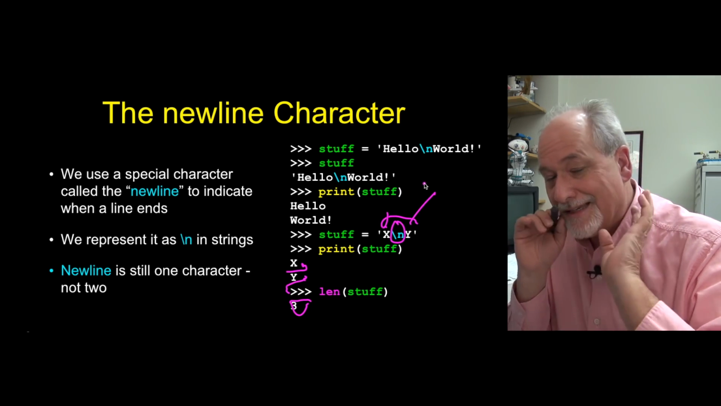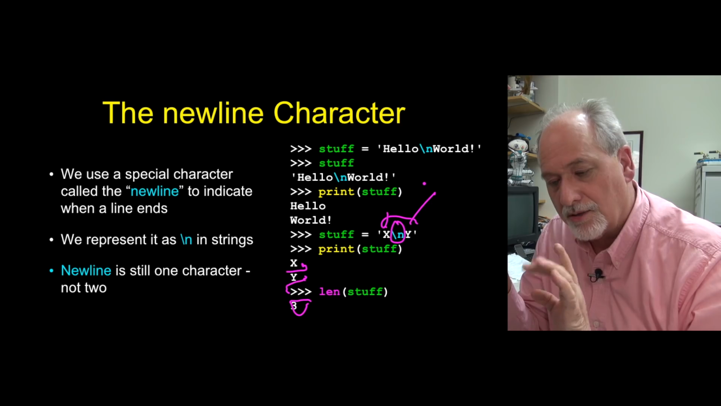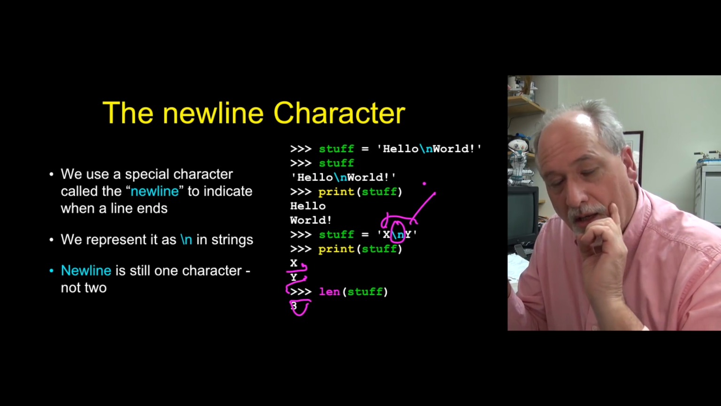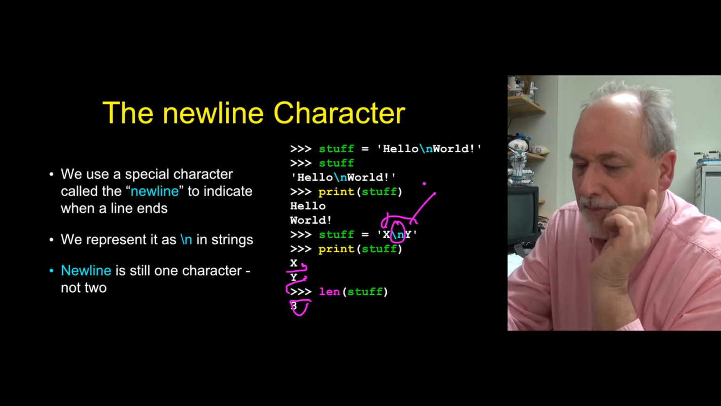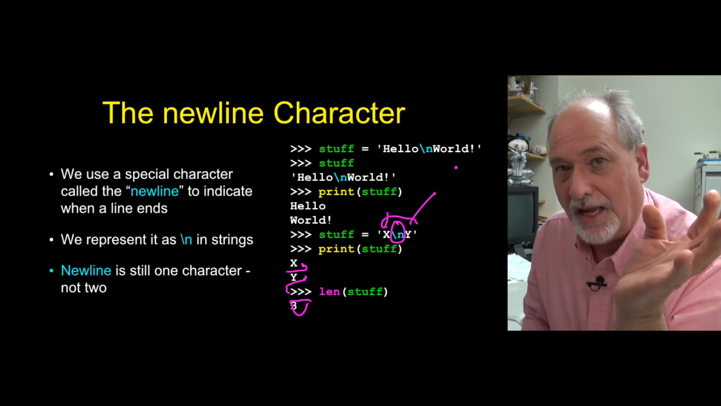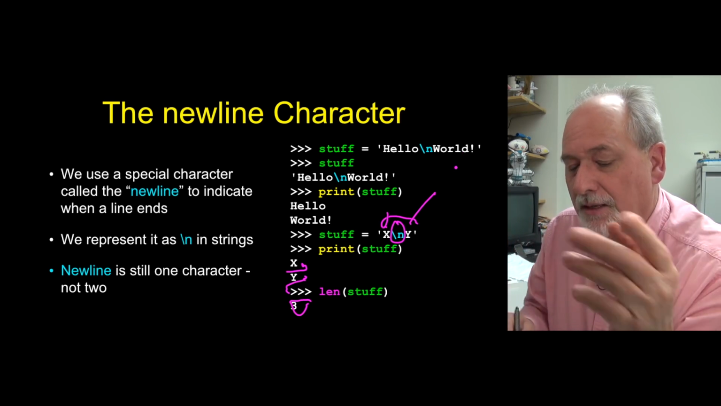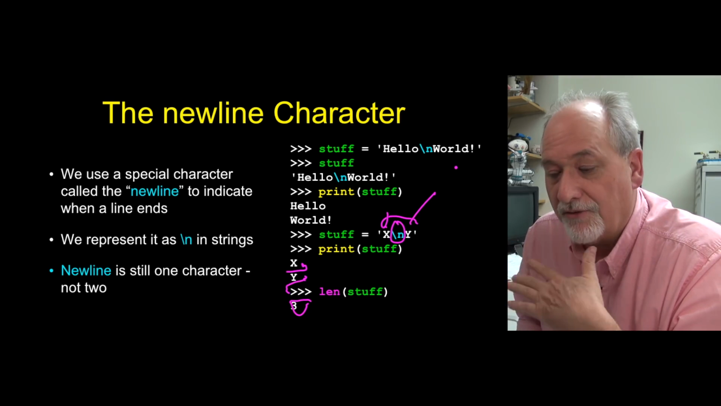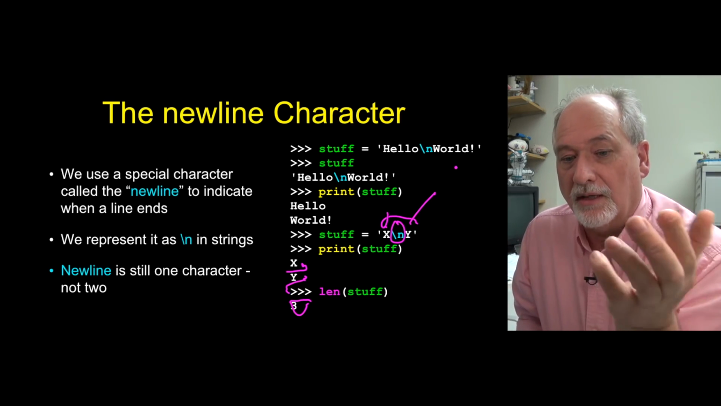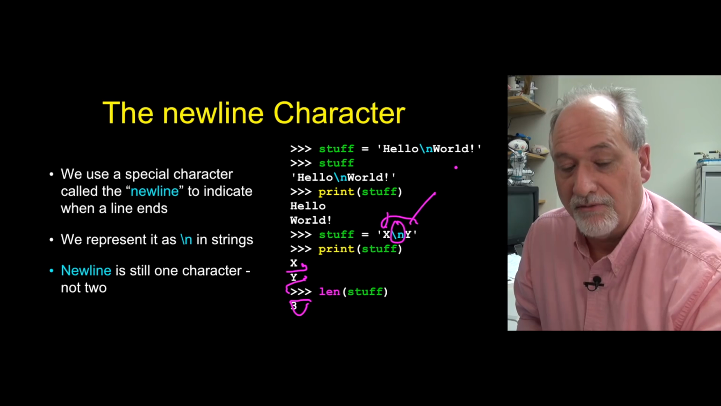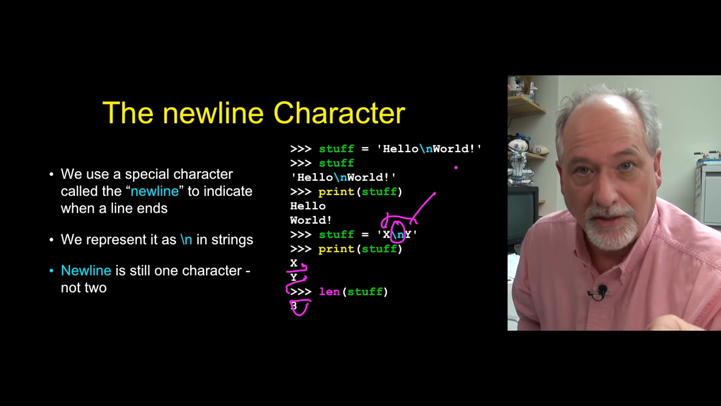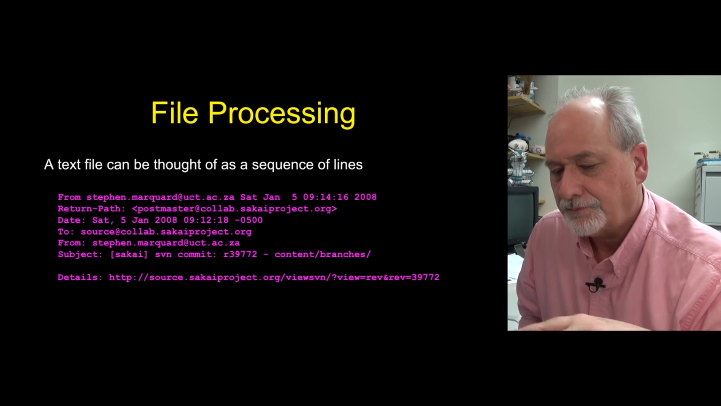So the \n is a character like all the rest of the characters, but we encode it by typing \n. It's called an escape, where the backslash is the escape, and \n is a way to say new line, because we can't see it. It's a way for us to encode in a string this non-printable character, this invisible character. It's part of white space.